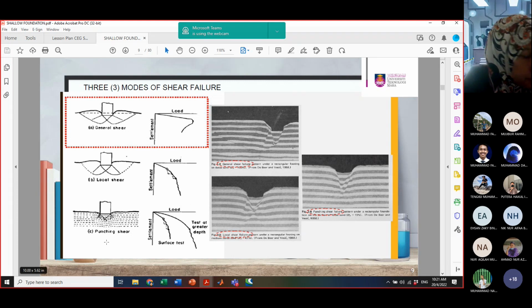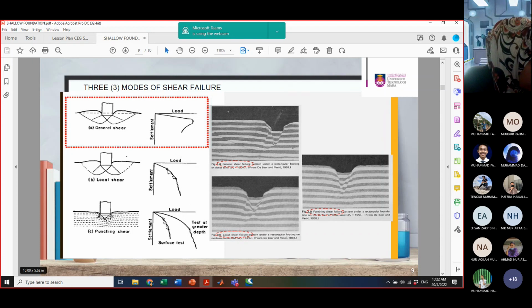And for the punching shear, in weak compressible soil, considerable vertical movement may take place with the development of slip surfaces restricted to vertical planes adjacent to the sides of the footing. So the bulging at the surface is usually absent and may even be replaced by drag down. So this time, for punching shear, there is no bulging. However, it will be prone to drag down. You can see how the plastic zone differs from local shear and general shear.